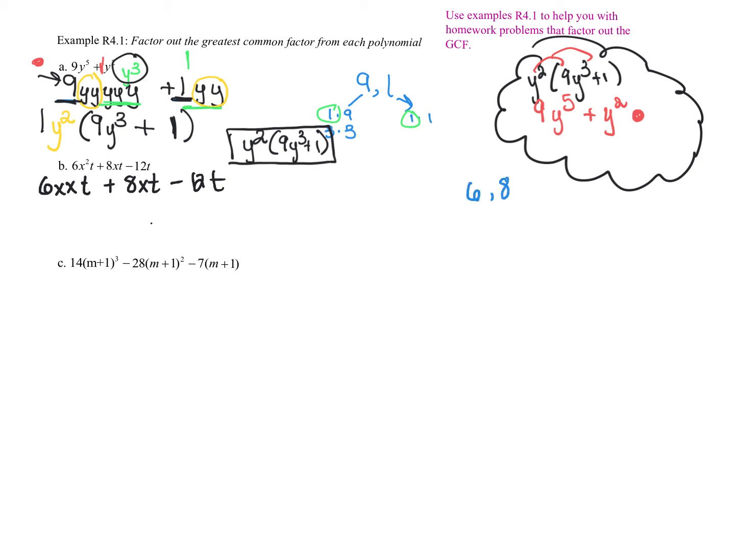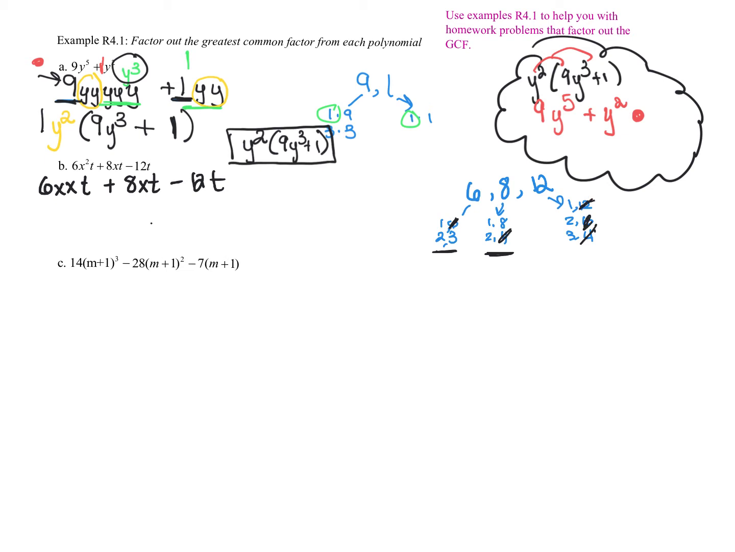6, 8, and 12. So 6 has factors of 1 and 6, 2 and 3. 8 has factors of 1 and 8, 2 and 4. 12 has factors of 1 and 12, 2 and 6, 3 and 4. There's no 4 in 6, so I can't use the 4. There's no 6 in 8, so I can't use the 6. 12 is the one that has a 12.